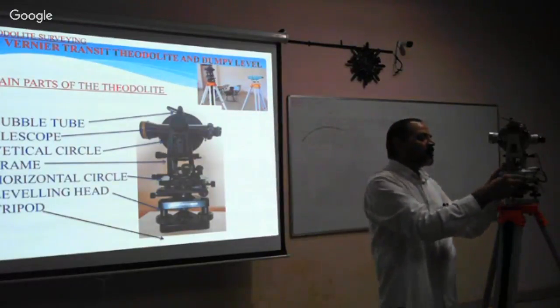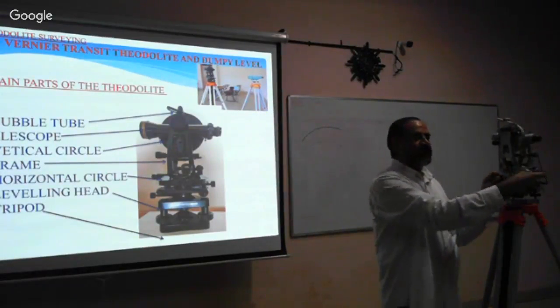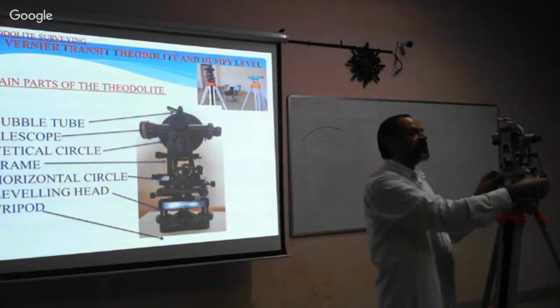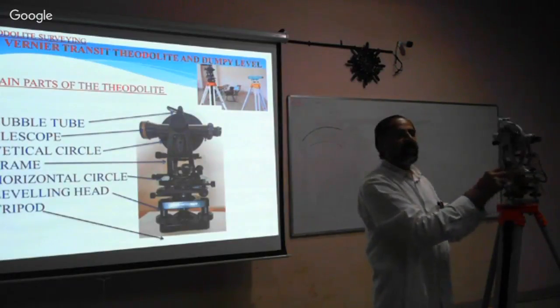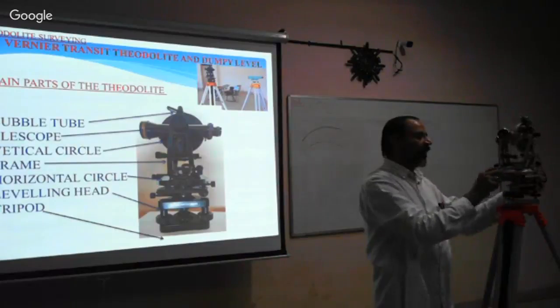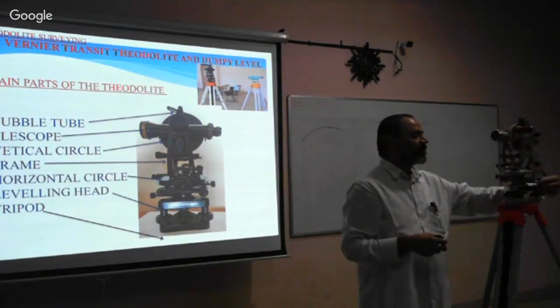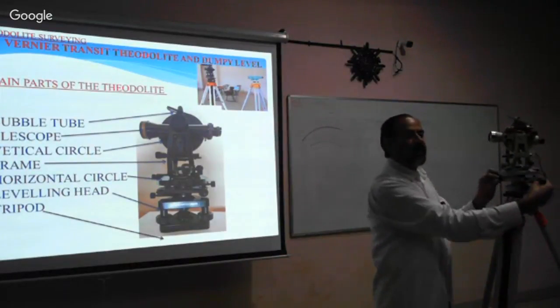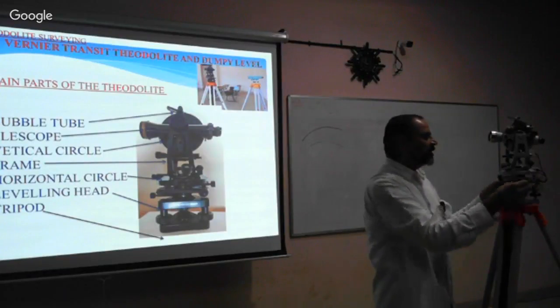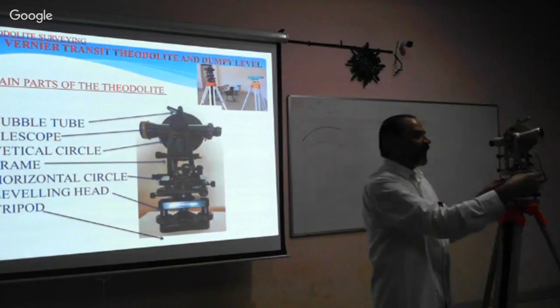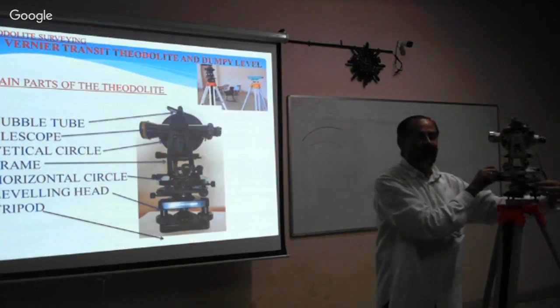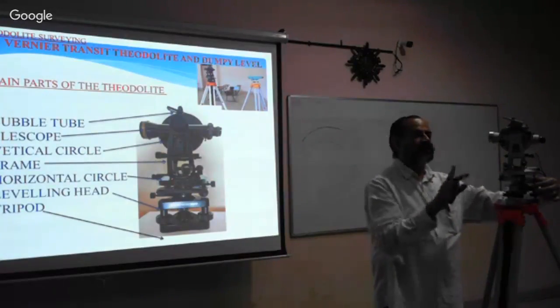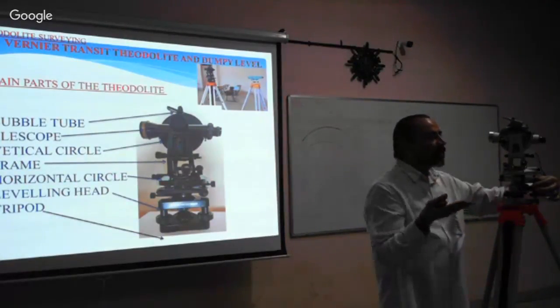There are these two plates. The lower plate is controlled by the lower clamp screw. This is the lower clamp screw and this is the upper clamp screw. When you close the lower clamp, the lower plate is fixed, with no movement of the lower plate.